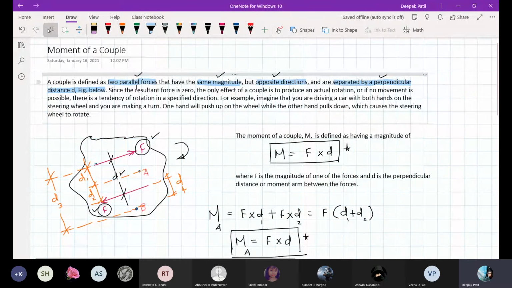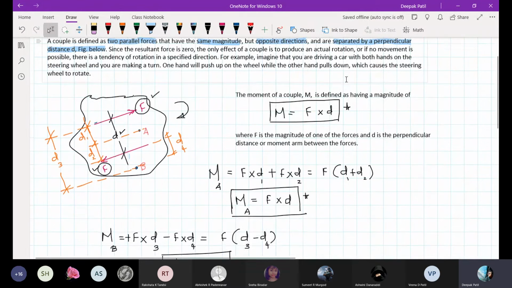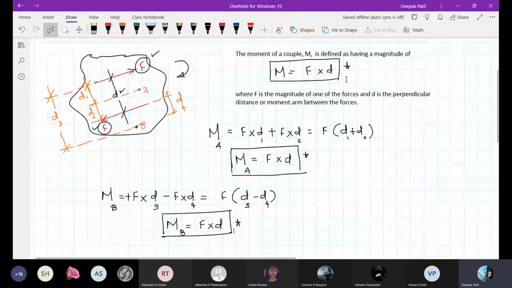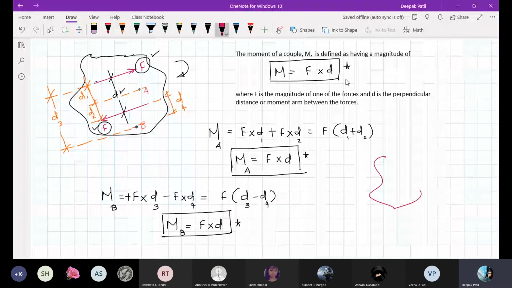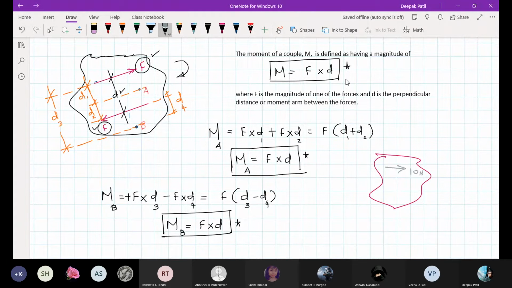To form a couple, there are 4 conditions which need to be satisfied. First, they should be parallel forces. Second, they should have the same magnitude. Third, they should be in opposite directions. And fourth, they should be separated by a perpendicular distance. I will give you one example here, and anybody can tell me whether this is a couple or not. Suppose I have a body, and something like this, I have a force of 10 newtons here, and a force of 10 newtons here.